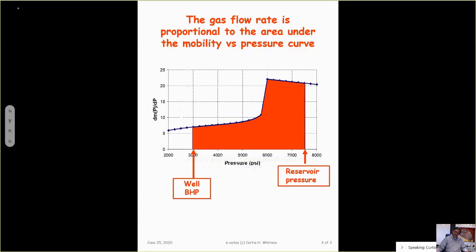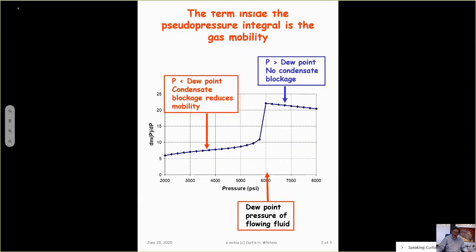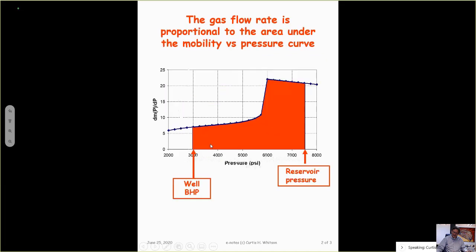Okay, so basically when we get the mobility here, we calculate that mobility, and the mobility for dry gas would continue up like this, and then start coming down here linearly. We lose this area here, and that area under the curve basically is the area used to multiply by the constant.